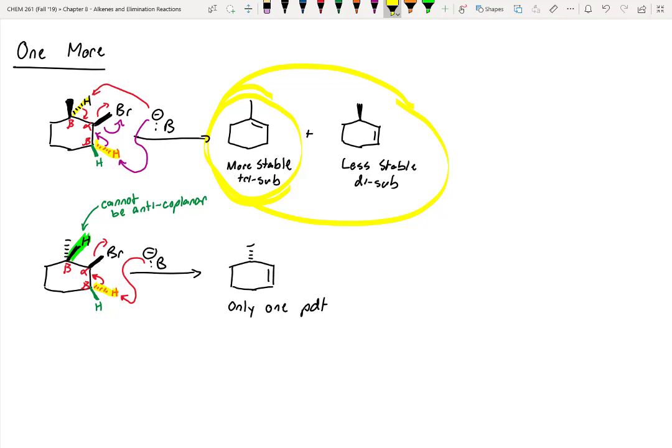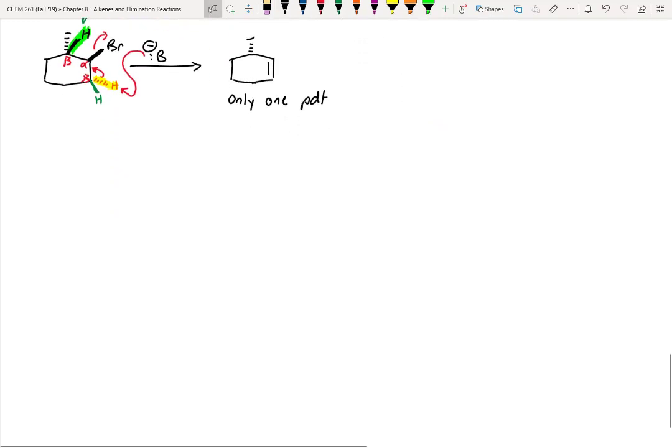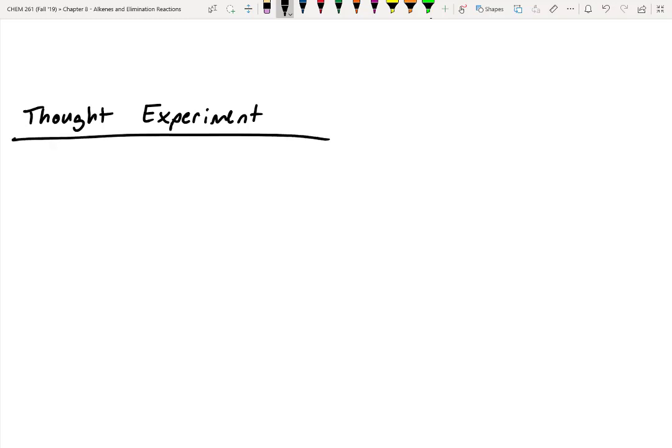However, depending on the situation, we can actually favor formation of the tri-substituted alkene over the di-substituted, or we can favor the di-substituted over the tri-substituted. So let's do a thought experiment. Let me zoom in a bit. All right, so let's go back and do that example.